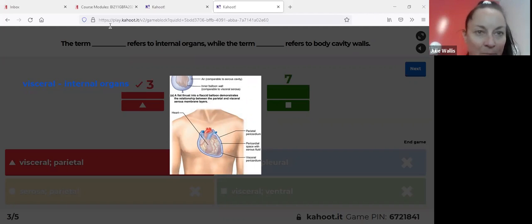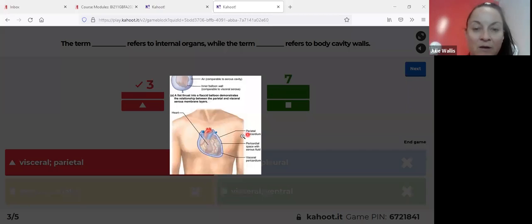If you look at this example here, it's showing you the parietal pericardium, and it's pointing to the very exterior part of the sac surrounding the heart. And so those different layers are referred to as that.